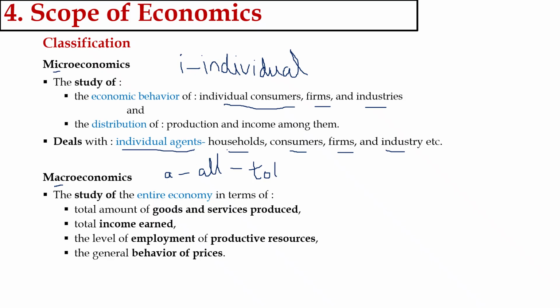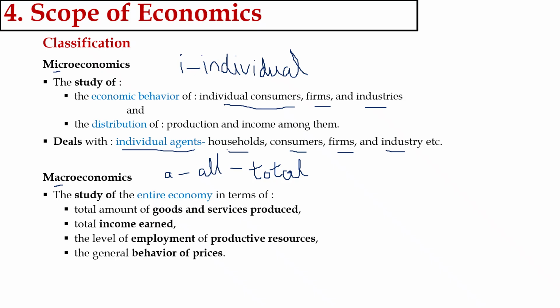So we have seen microeconomics deals with individual, whereas macroeconomics deals with total. Macroeconomics is the study of the entire economy. Entire means the whole economy, the total economy. Total economy means the total country. So I told you how we can remember.